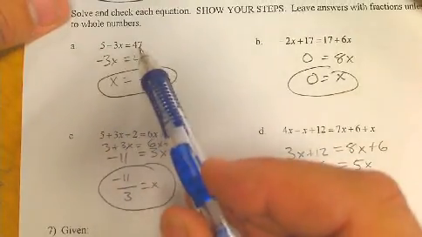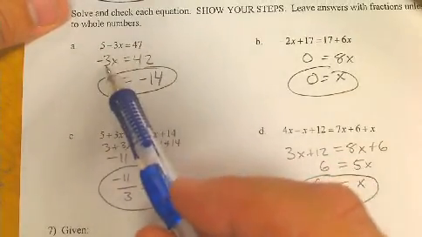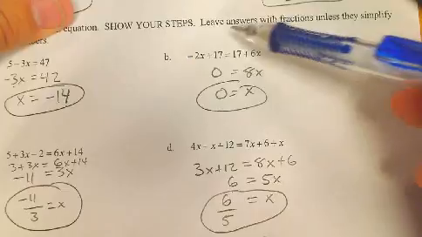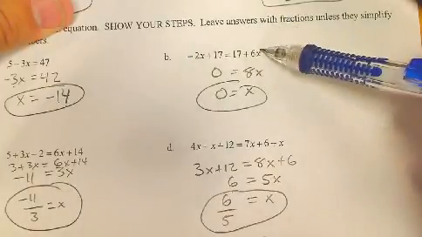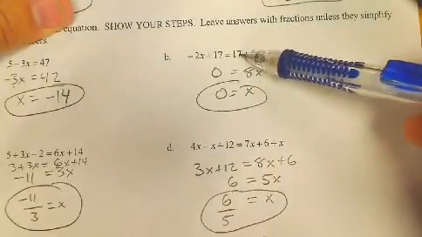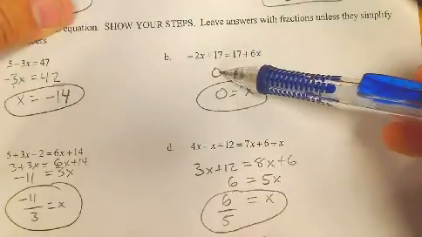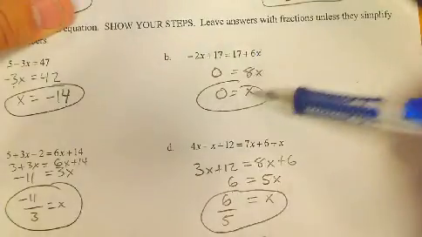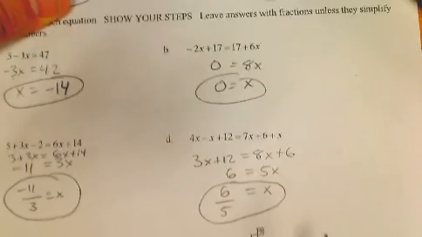Subtract 5 from both sides, divide by negative 3, you get negative 14. Add 2x to both sides gets me an 8x. Subtract 17 from both sides and I get 0. So 8x equals 0. Divide by 8 on each side. You get x equals 0.